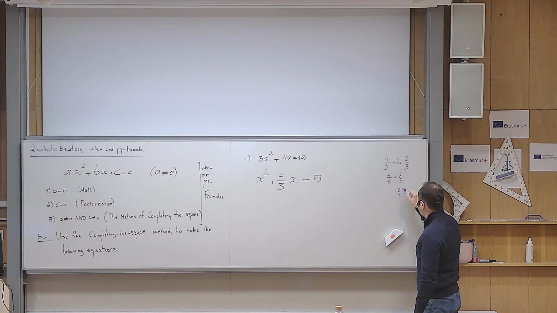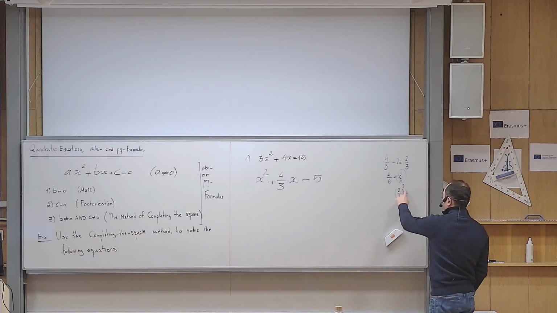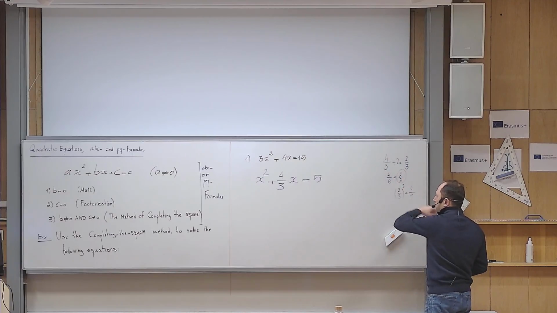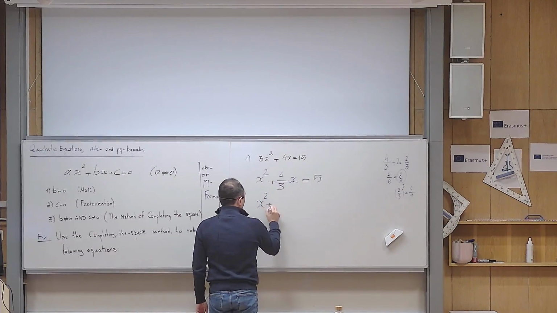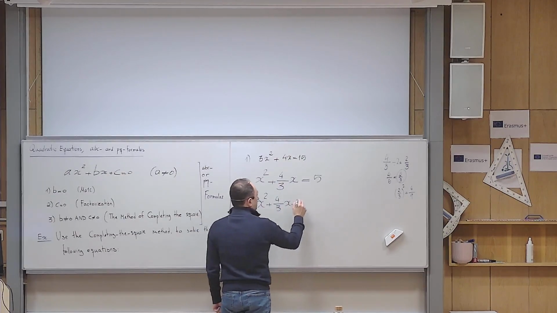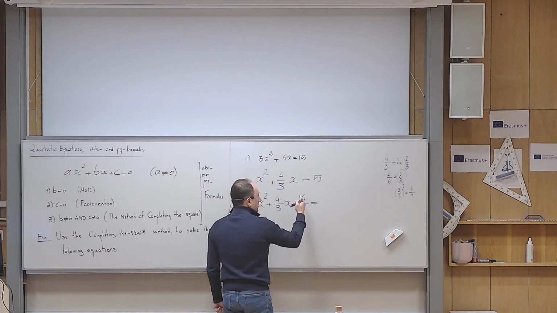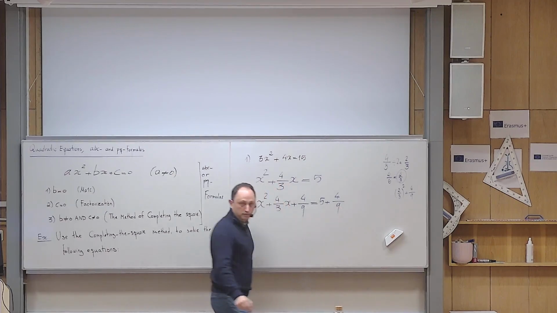I have to raise it to power 2. So if I raise it to power 2, the numerator to power 2 is 4. The denominator to power 2 is 9. This is the scratch work. And then you know that your number is this number, so you add that number. Yes? So this becomes x squared plus 4 over 3x plus what? 4 over 9, but I want to respect the equality, so it means that I have to also add 4 over 9 to the other side.